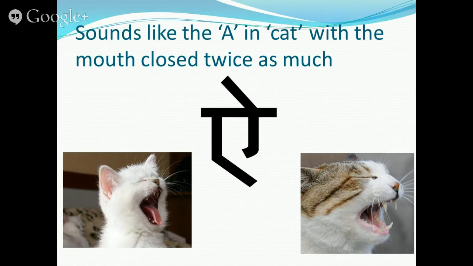Now, what's the difference? The difference is how much your mouth is closed. So if you can, by choice, make the sound in cat, cat, then you can make the Hindi sound. How do you do it? Just close your mouth a little. I'm gonna start out saying the sound in cat, and then gradually close my mouth, and you'll hear the sound transform.